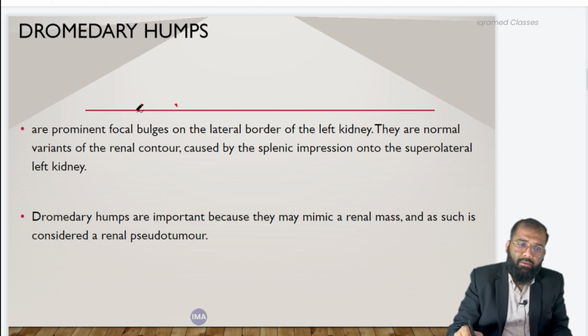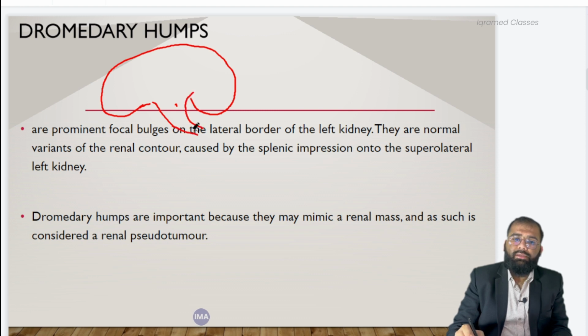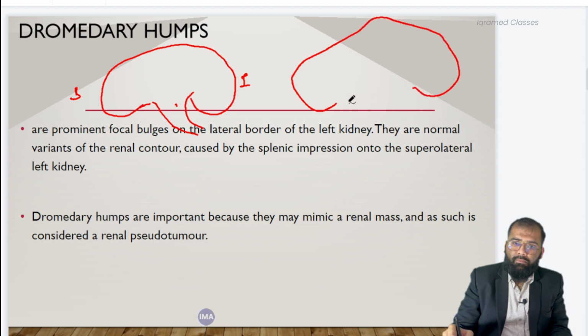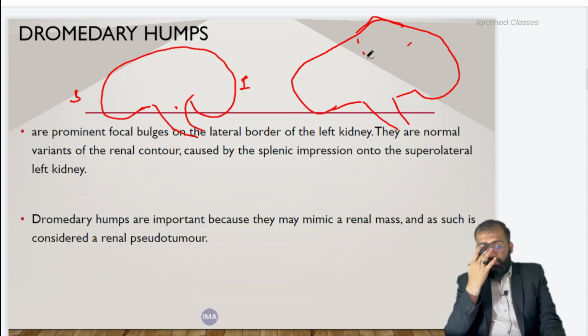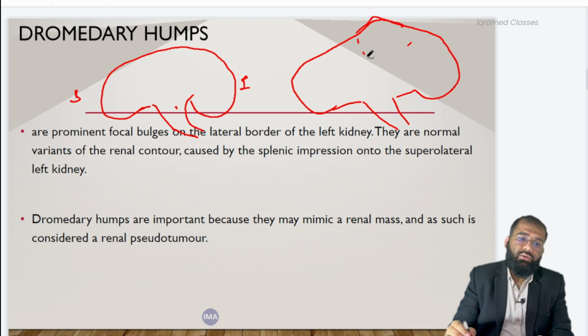Normally you see that the kidney appears like this. This is the renal pelvis. Okay, the kidney appears like this. Suppose this is the cranial end, superior end, this is the inferior end. But in this case, there is a hump like this. And sometimes people might confuse this hump for the presence of some lesion. Now, how do we differentiate whether this is actually a lesion or not?